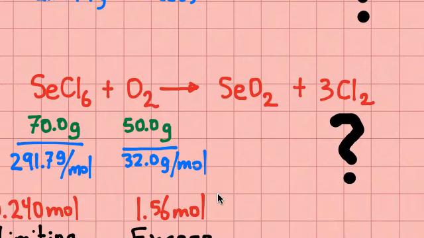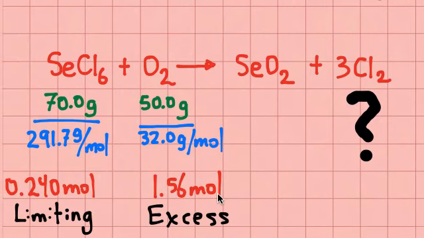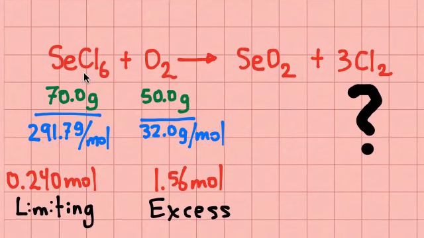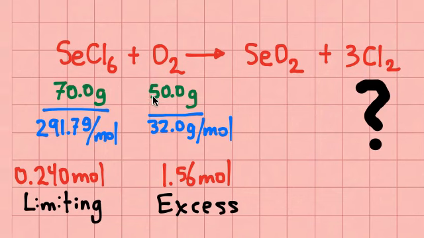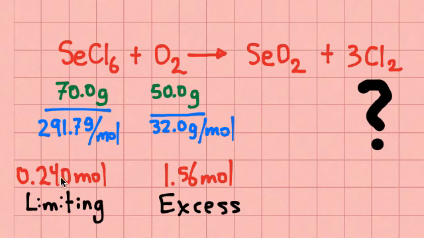Another example. What if I had 70 grams of selenium hexachloride, 50 grams of oxygen? There's no way to know this without converting grams to moles, because this weighs a totally different mass than this, so I can't compare grams to grams. Almost never can you do that straight away. So I change grams to moles in both cases, add up the molar mass, selenium, 6 chlorines, that's pretty heavy. It looks like I have a lot less of this one, 0.24, almost a quarter of a mole. I have more than 1.5 moles of this.